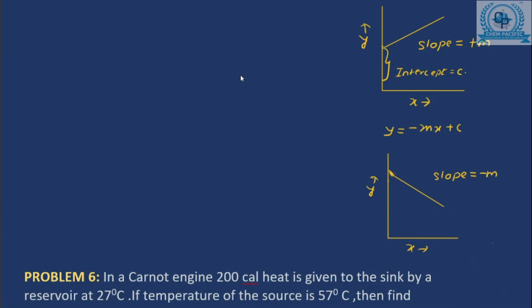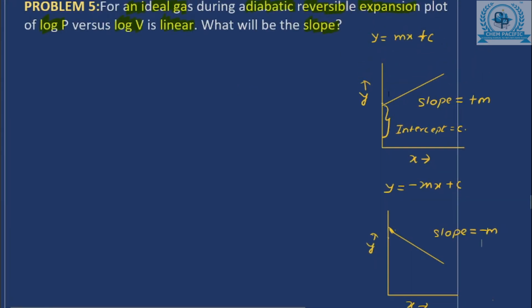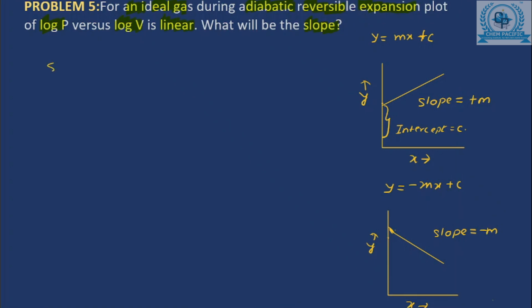So you can see that a straight line is basically defined by two equations, y is equal to mx plus c. When it is plus mx, the slope is plus m, and when it is minus mx, the slope is minus m. And how they are defined, I have already shown you. Now let us solve this question.